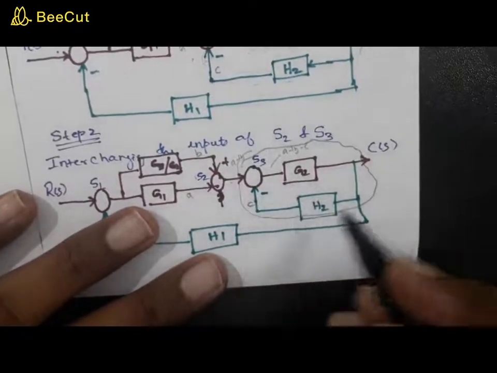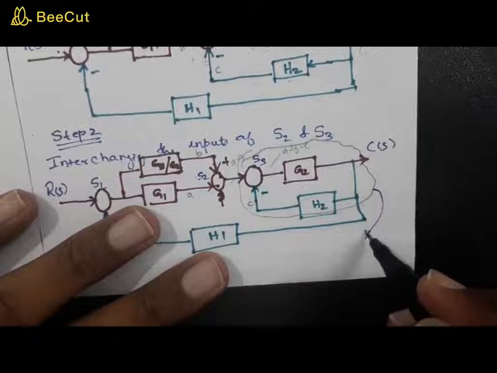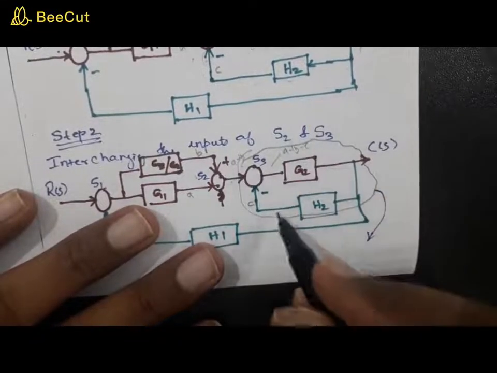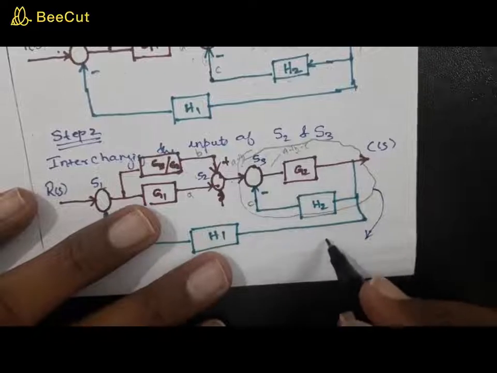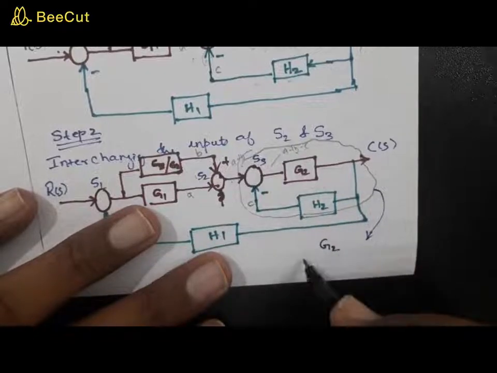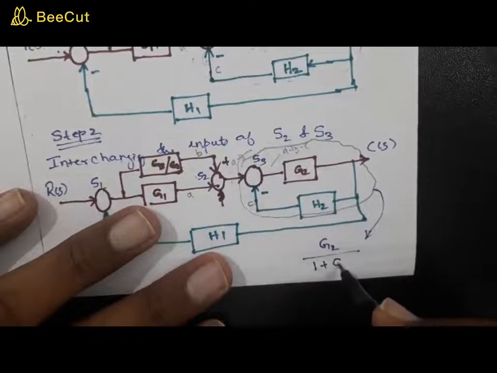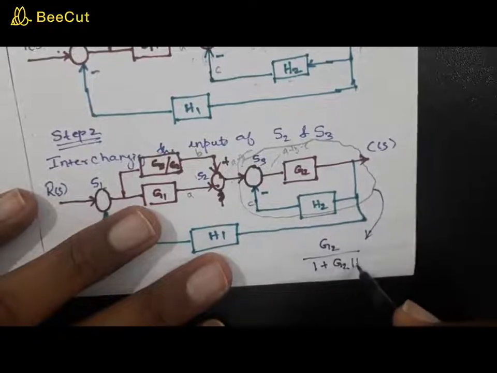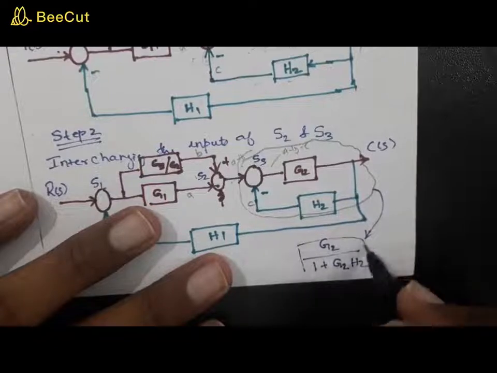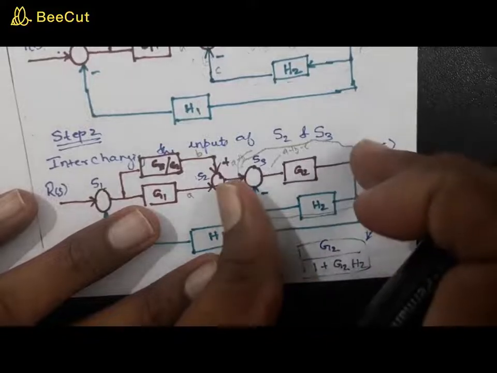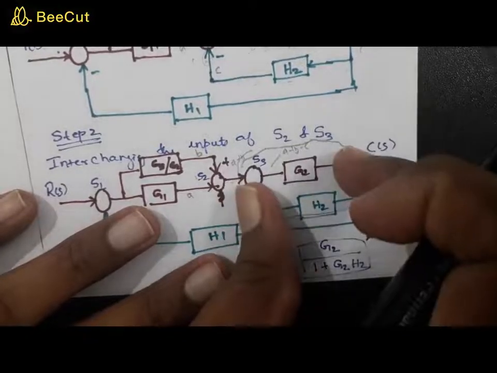Now let me find the transfer function of this. I'm going to write the transfer function over here. The transfer function of this point will be, what is that? The first will be G2 by, now what about the next one? 1 plus G2 H2, right? So this is the block, and you can replace the whole thing by this block. That's in the next figure.